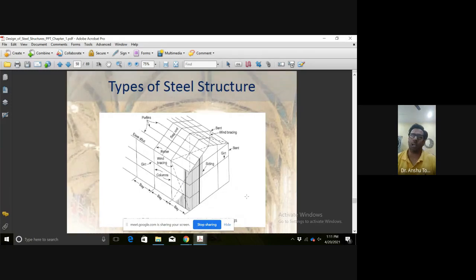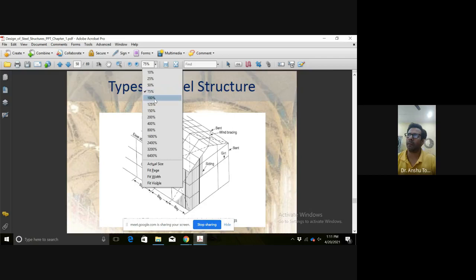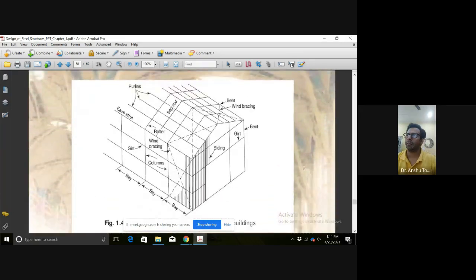Now this is a typical, I will enlarge the size. This is a typical industrial shed, which is composed of columns and also girders at different levels, depending upon the unsupported length.